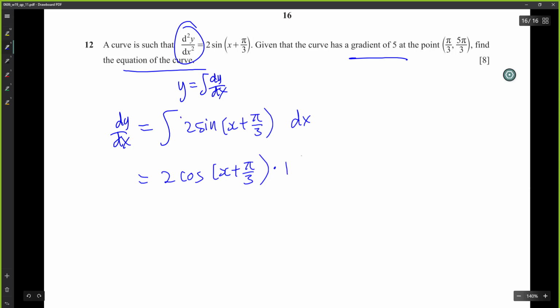So 1 you can ignore it. Don't want to write also, never mind. Then I'll do plus c for my dy dx. So this is the reason why they give you gradient at 5. dy dx actually is the gradient.